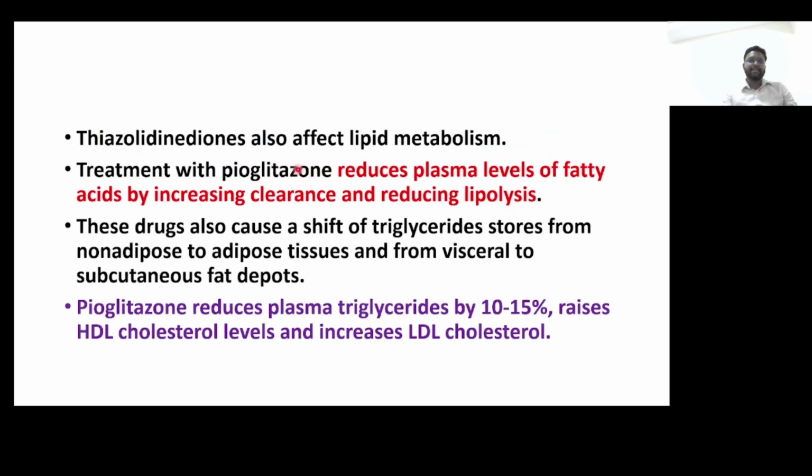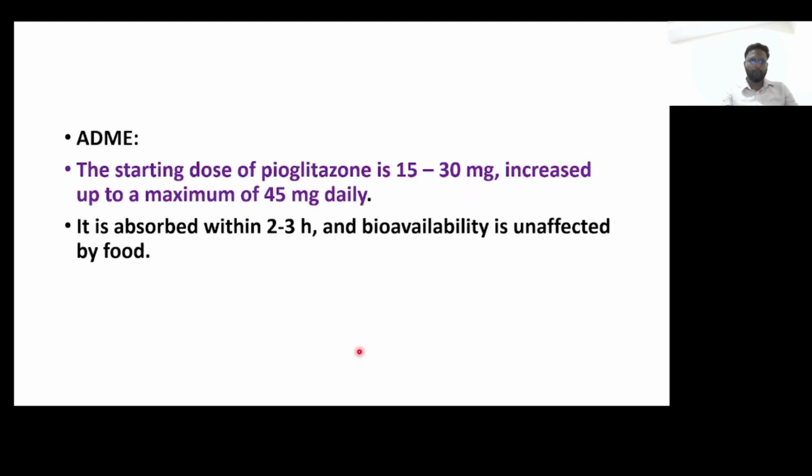Thiazolidinediones also affect lipid metabolism. Treatment with pioglitazone reduces the plasma levels of fatty acids by increasing their clearance and reducing lipolysis. These drugs also cause a shift of triglyceride stores from non-adipose to adipose tissues and from visceral to subcutaneous fat depots. Pioglitazone reduces plasma triglyceride levels by 10 to 15%, raises HDL cholesterol levels, and also increases LDL cholesterol levels.